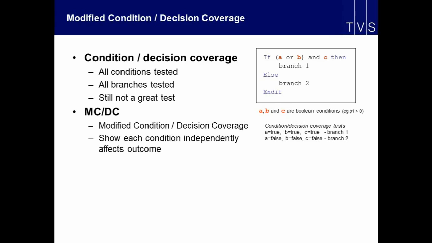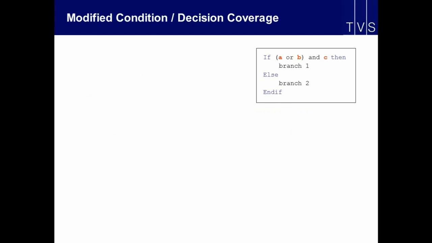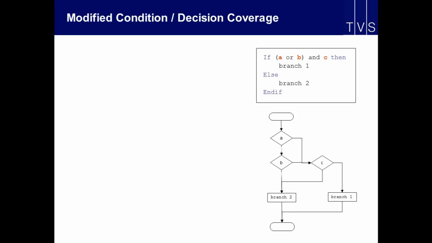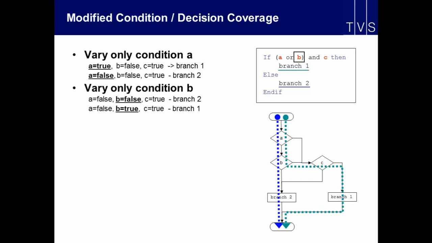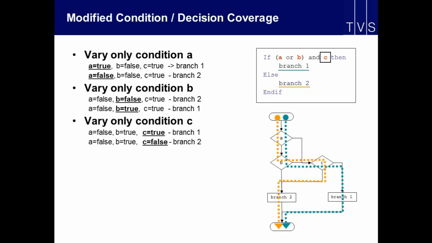modified condition decision coverage, and that's the same, except that we have to show that each of our A, B, and C conditions can independently affect the outcome. So to take you through that very quickly, we'll look at a similar example, and I'll give it a diagram this time as well, just so that we can see what's going on. First of all, I vary A, keeping B and C the same. So I'll do a true and a false test for A. And so we can see that we're varying A and only A and going through branch 1 and branch 2. I then do the same, vary B, true and false, leave the other conditions the same. I'll then vary C, again leaving the others the same, and again go through both branch 1 and branch 2.